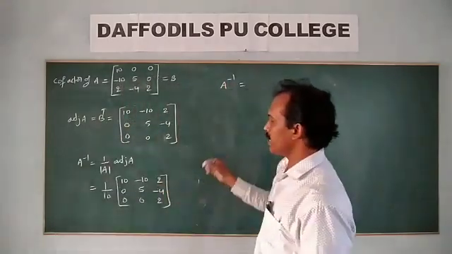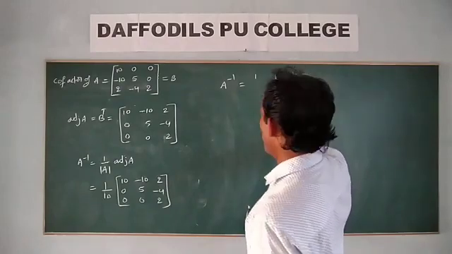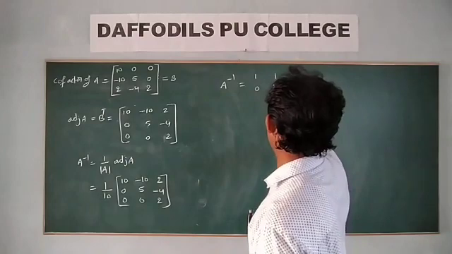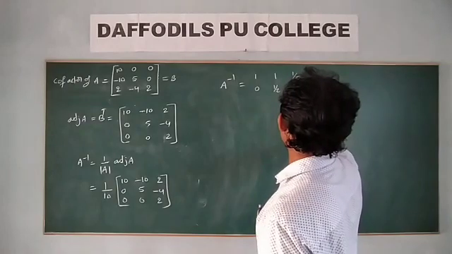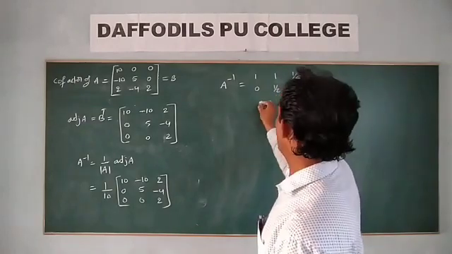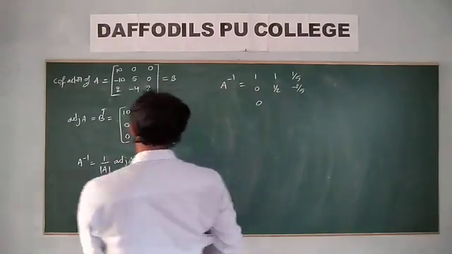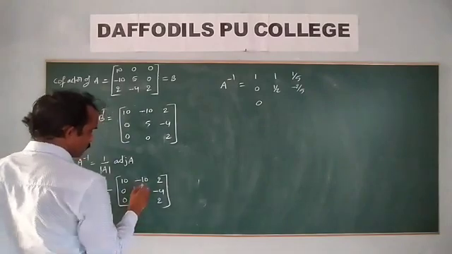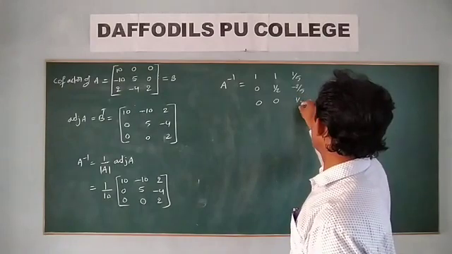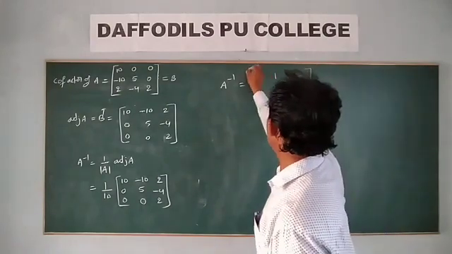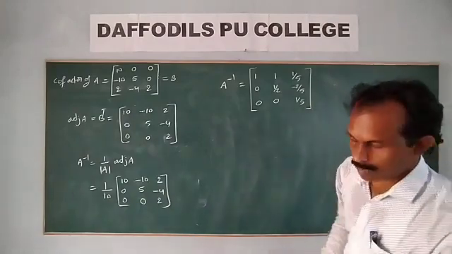A inverse is equal to 10 by 10, which is 1, minus 10 by 10, which is minus 1, 2 by 10, which is 1 by 5; 0 by 10, 0, 5 by 10, 1 by 2, minus 4 by 10, minus 2 by 5; 0 by 10, 0, 0 by 10, 0, 2 by 10, 1 by 5. So this is the A inverse, a 3 by 3 matrix. Fine.